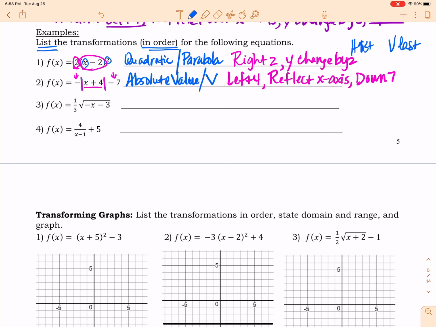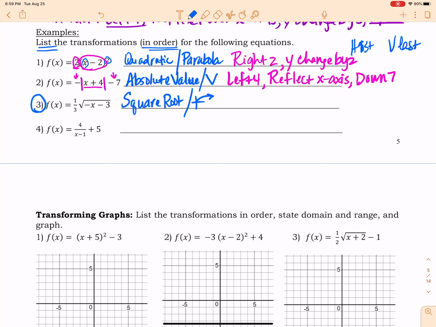Okay, let's look at number 3. Number 3 is the doozy. Okay, this is the one that's going to challenge you. This is the square root function, and it just looks like this. It's got that curve. That's what that looks like. It really doesn't have a name, so the graph itself. All right, so several things are going on here.